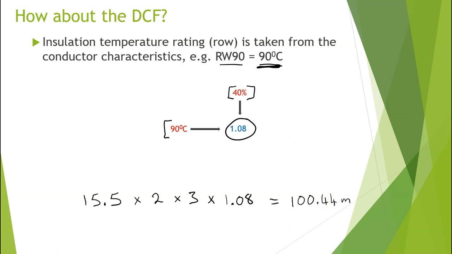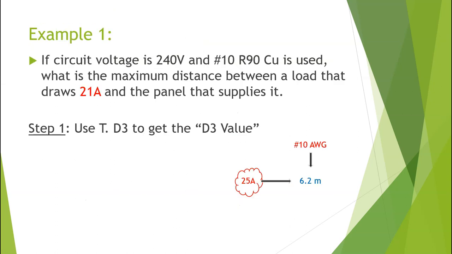Now let's go ahead and put all of these steps together in one full example. So we're going to take a look at an example where we have a 240 volt circuit, just like we've been looking at. We're running number 10 R90 copper, and we want to know what is the maximum distance that we can have between the load that draws 21 amps and the panel that supplies it.